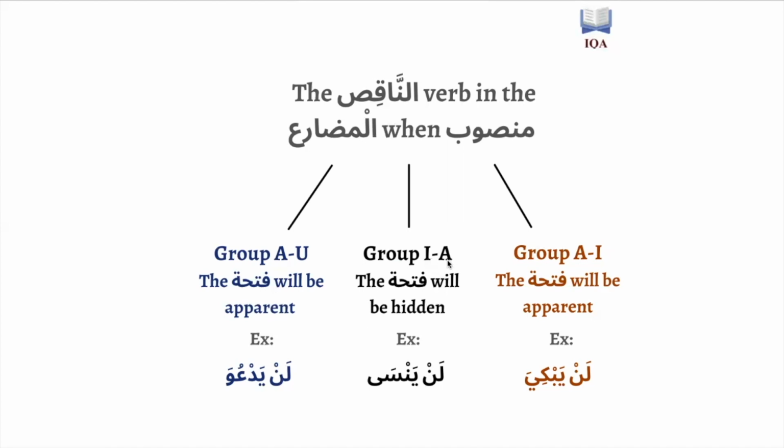But for group EA, the fatha will be hidden. So you'll say lan yansa, and the fatha on the alif at the end of yansa is hidden because you can't add a haraka on the alif. So you won't see it. And then for group AE, the fatha will be apparent. So lan yabkiya, lan yabkiya. In all these scenarios, the verb is mansub. But for group AU, you can add a fatha on a waw, so you add it. You can add a fatha on a ya, so you add it, but you can't add a fatha on an alif, so it's there, but it's hidden.